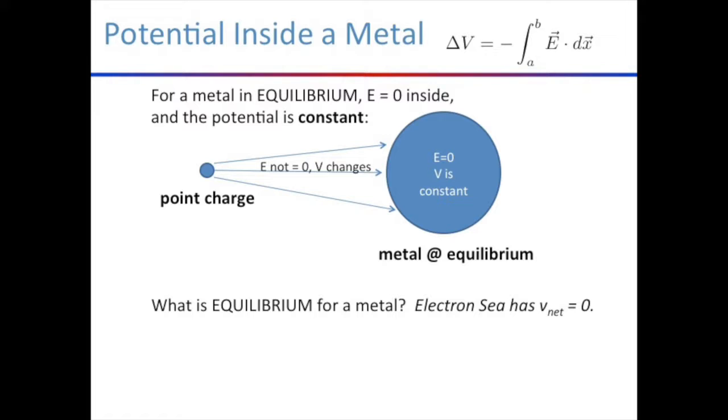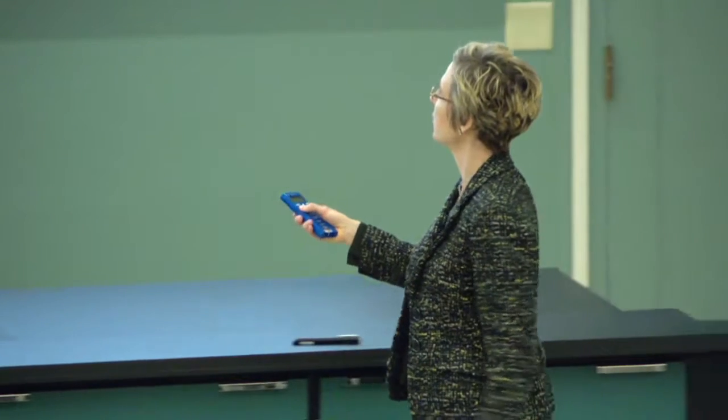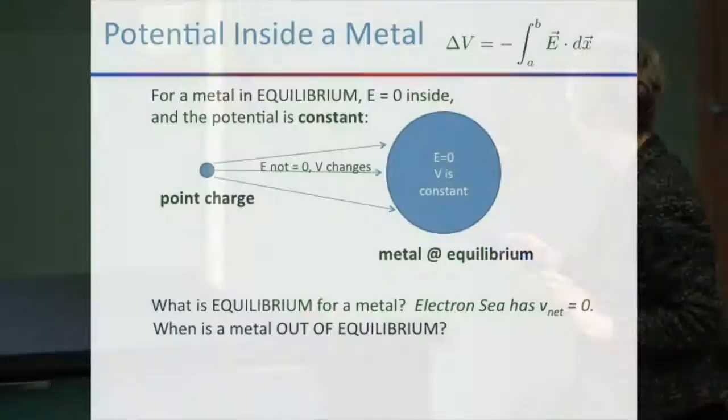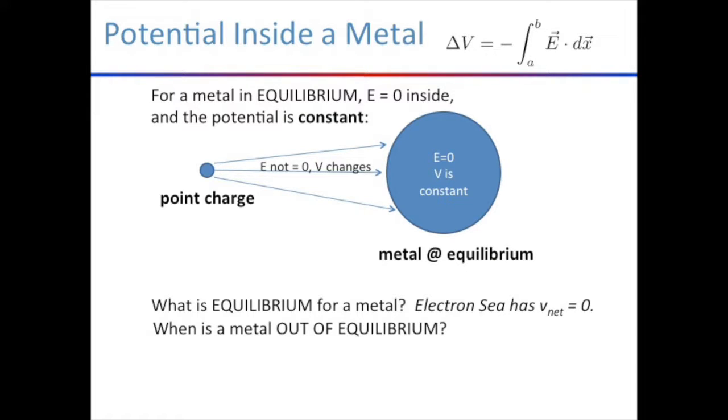Now, I could even think of bringing another charge into the scene. So let me bring in a positive point charge here that's exerting an electric field. The metal responds by moving its charges around until it can't move them anymore. It moves around until there's 0 net electric field inside, and that's actually called screening. The metal screens the net electric field out of its interior. Equilibrium for a metal is when the electrons stop moving, that the electron sea has net 0 velocity.